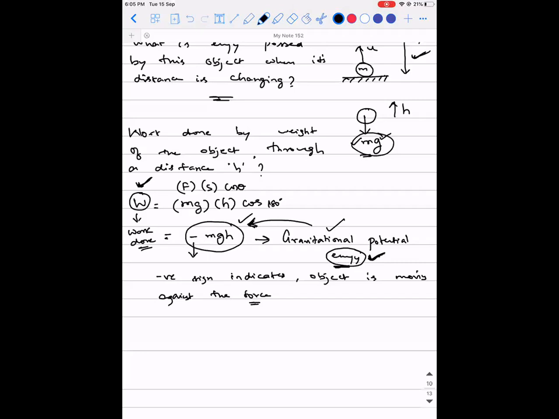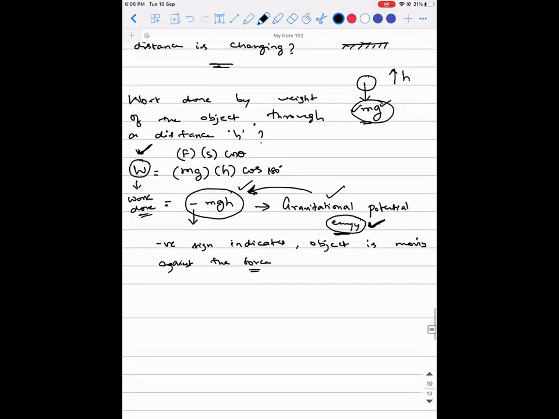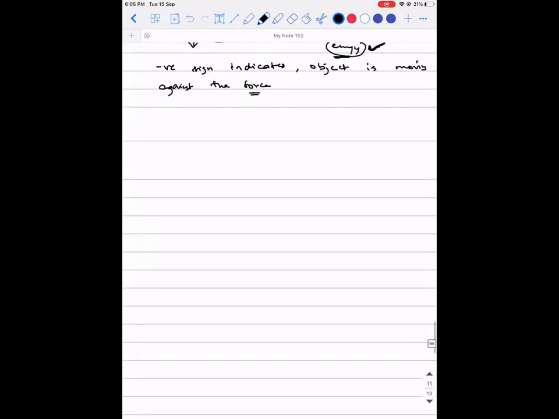Yes, sir. Now see, here we got the gravitational potential energy. Now let's see what is kinetic energy. I hope you guys made a note of it, right? Let's see what is kinetic energy.